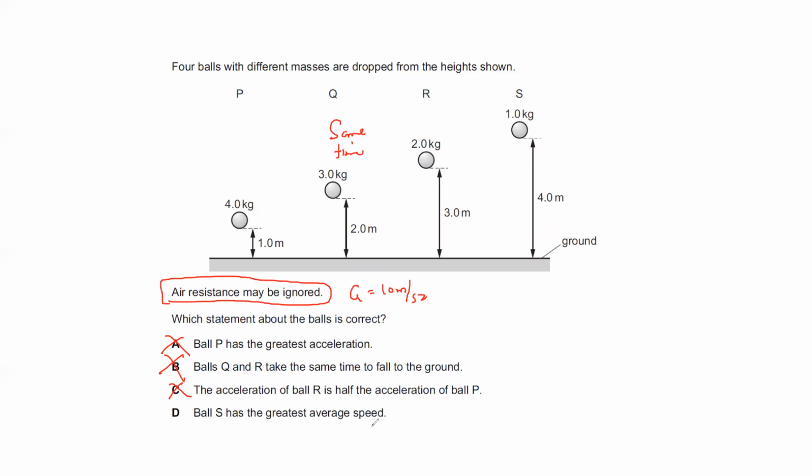And the ball S has the greatest average speed because it has to cover a greater distance, and speed is equal to distance over time. So distance is more, so it will have a greater average speed. That's why D is the right answer. Is this question clear?